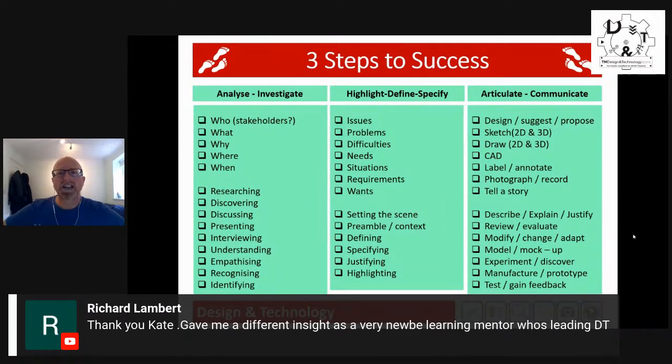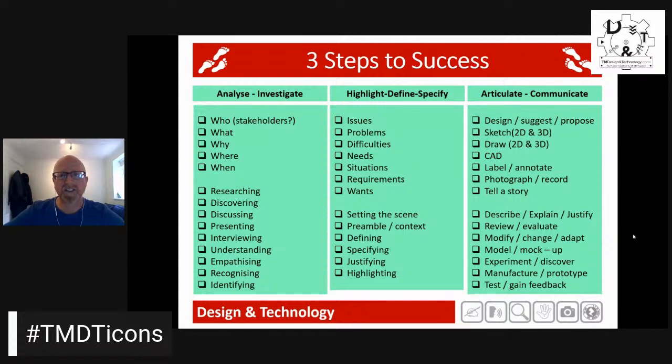What we've done is we've taken things and split them into 3 categories. But what I must say at this point is that some of the things in the categories do come across from one category to another, so it's not necessarily a linear process. But we have segregated it out into these 3 defined steps, hence the 3 steps to success. So the first one is analyze and investigate.